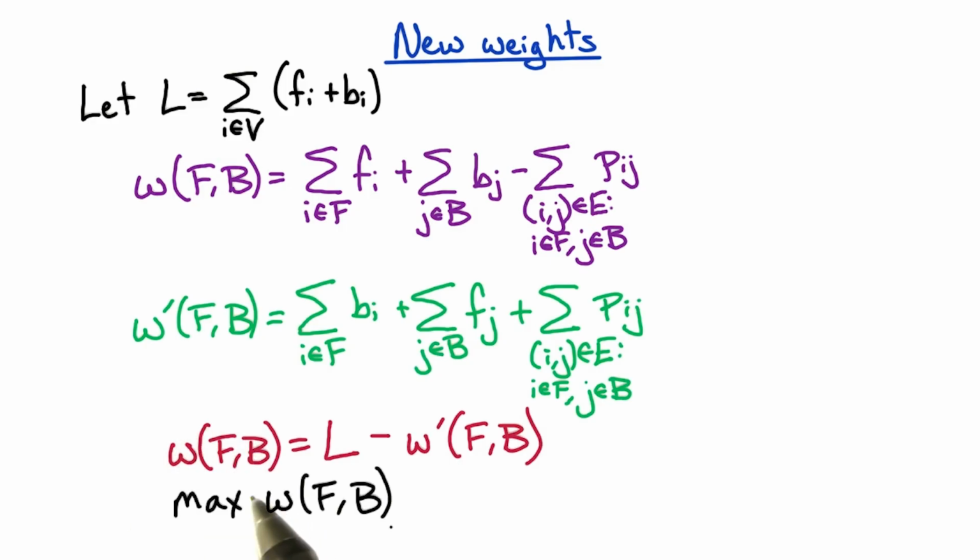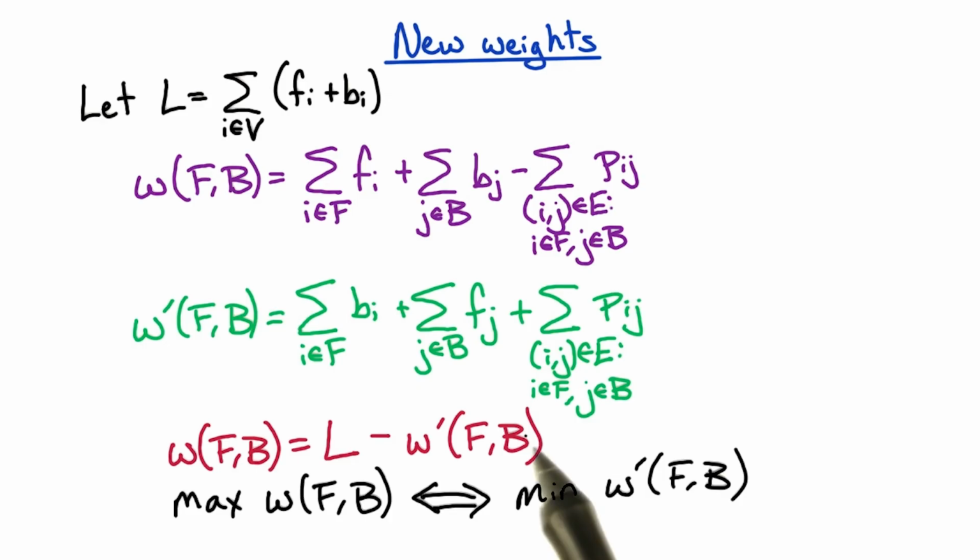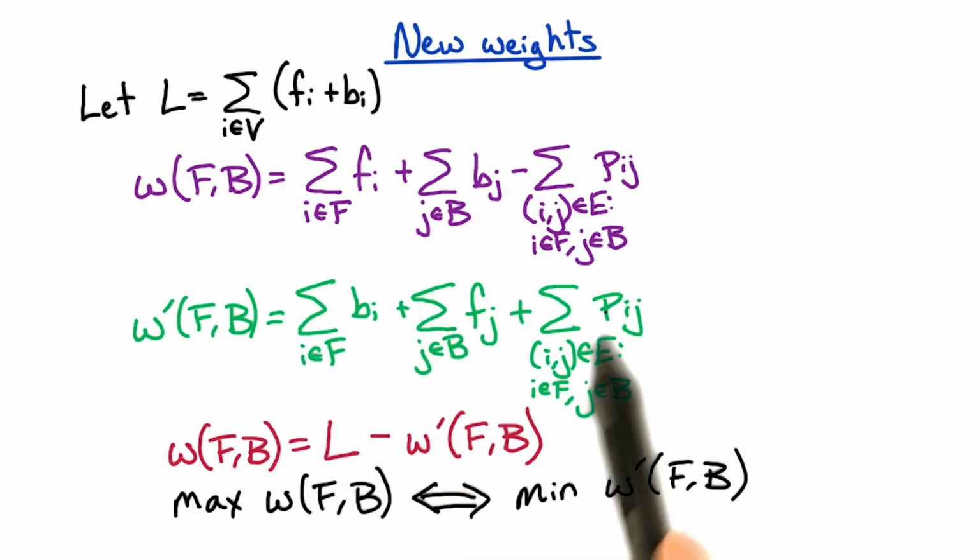Now the point is that if we find the partition FB which maximizes the weight W of FB, this is equivalent to finding the partition FB which minimizes W prime. Since we're subtracting off W prime, minimizing this term is the same as maximizing the whole quantity. So we've changed our maximization problem into a minimization problem, and all of the terms in W prime are positive. So now this is in a form that we can convert it to a min-ST cut problem.